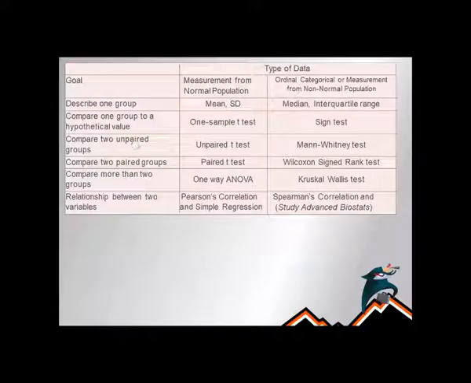For comparing one group to a hypothetical value, we have the one sample t-test, and for non-parametric we have the sign test. To compare two unpaired groups, unpaired t-test and Mann-Whitney test. To compare two paired groups, paired t-test and Wilcoxon signed rank test for non-parametric. To compare more than two groups, we have one-way ANOVA and Kruskal-Wallis test for non-parametric. For the relationship between two variables, Pearson correlation and simple regression, and for non-parametric, we use Spearman correlation. This is for advanced study, biostatistics.